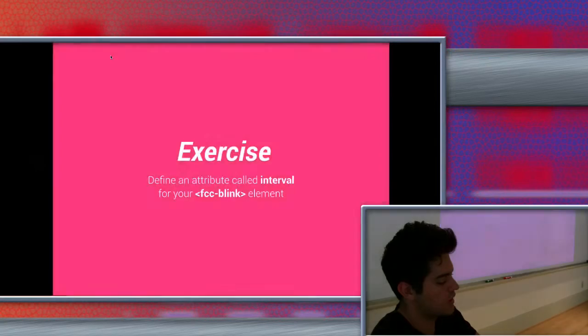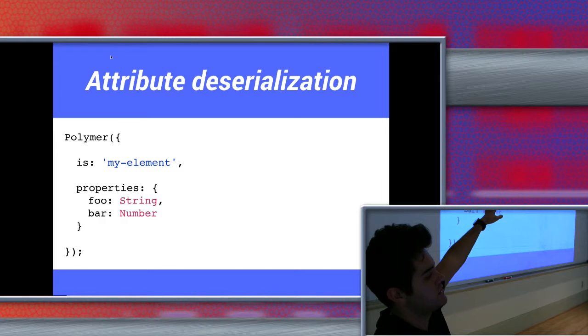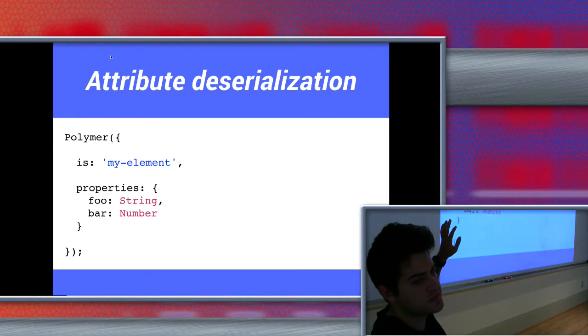So remember we're talking about this, having those properties. What Polymer does is this attribute deserialization. It will get the attributes that we define in our HTML and update these properties. And I can also just set the default value right from here, so I don't need to care about all those things.